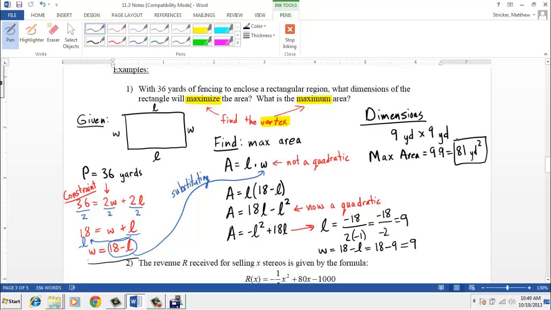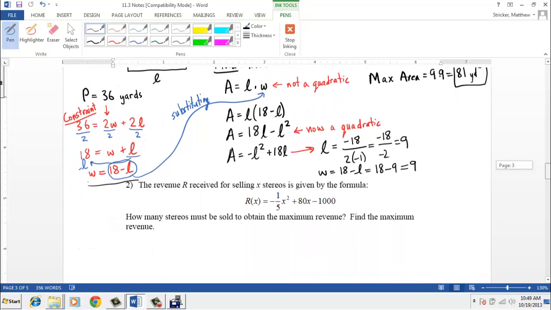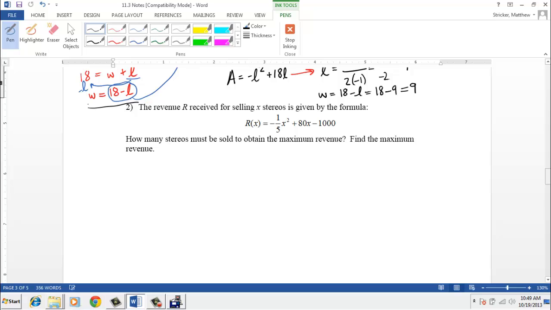Okay, so that's one example of an optimization problem. Notice that we do expect this to have a maximum value because it has a negative L squared, which means it opens down. Okay, let's take a look at the next one. It says the revenue received for selling X stereos is given by the formula R of X equals negative 1/5 X squared plus 80X minus 1000. Is this going to have a maximum value or a minimum value? That's negative. It opens down, which means it will have a max value.